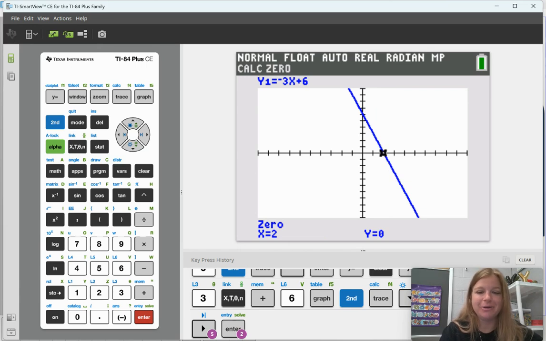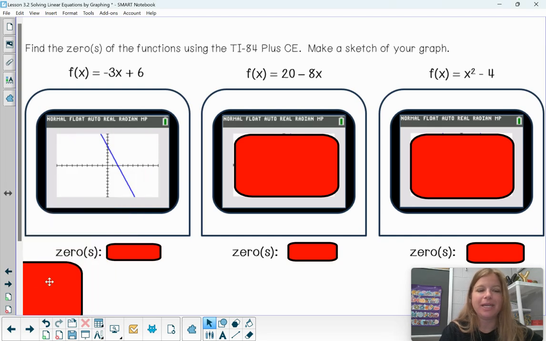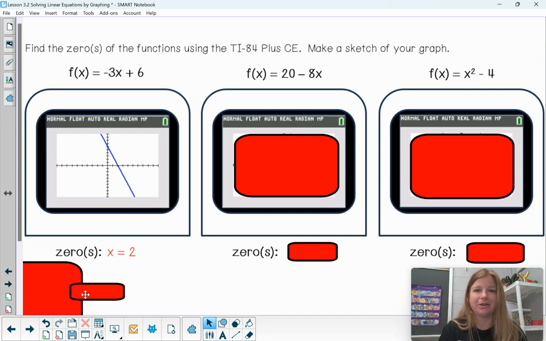2, 0. So what you're going to do is you're going to go back to your page, you're going to make a little sketch of this graph, and we can confirm mathematically and graphically that we got 2 as our 0. Next one, f of x equals 20 minus 8x.